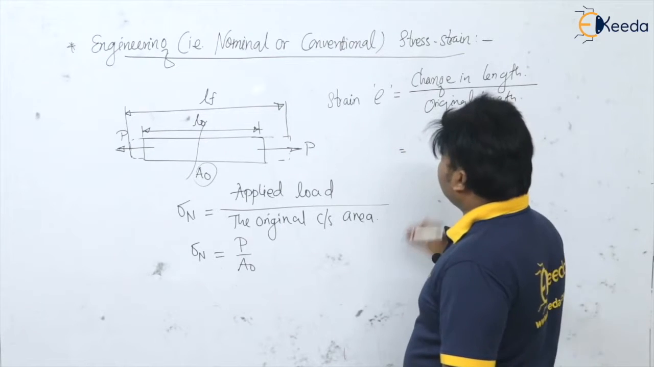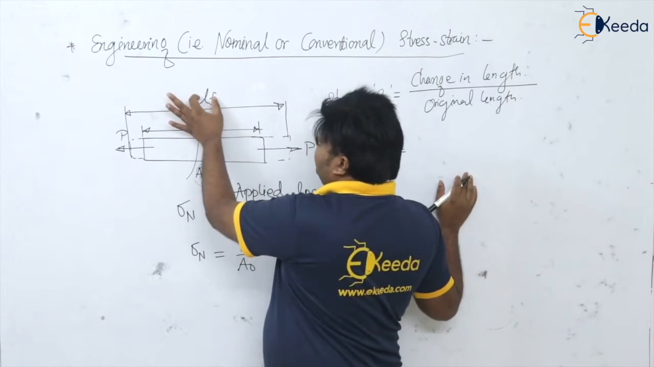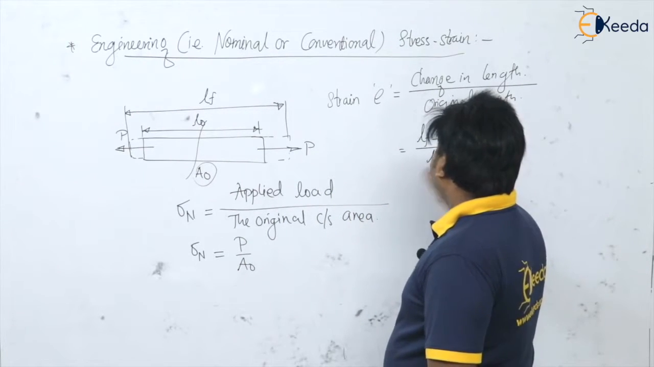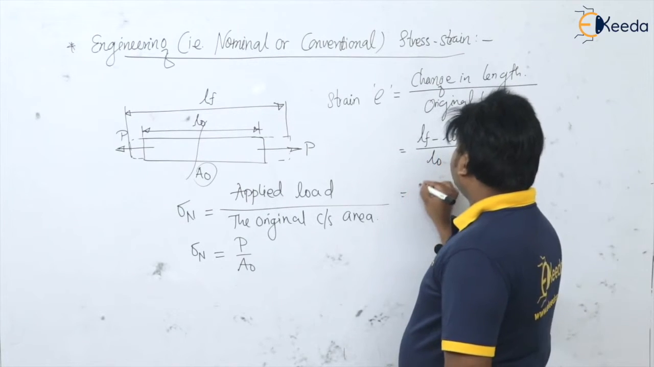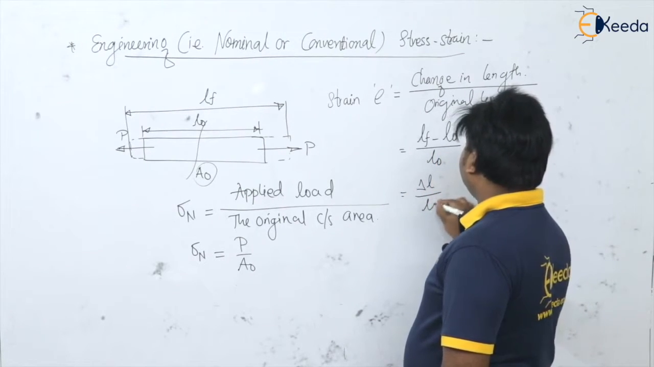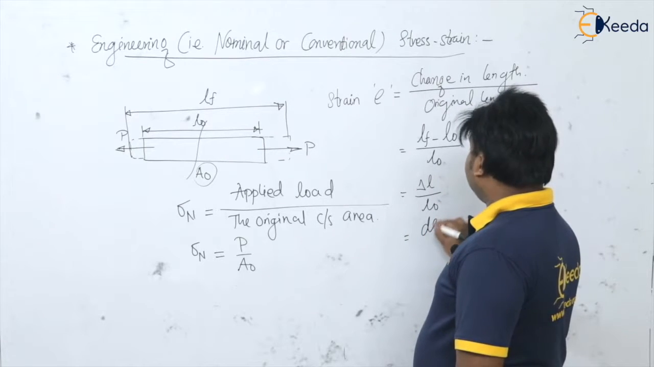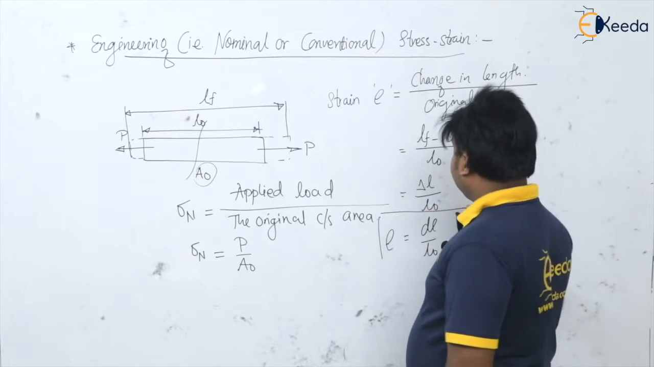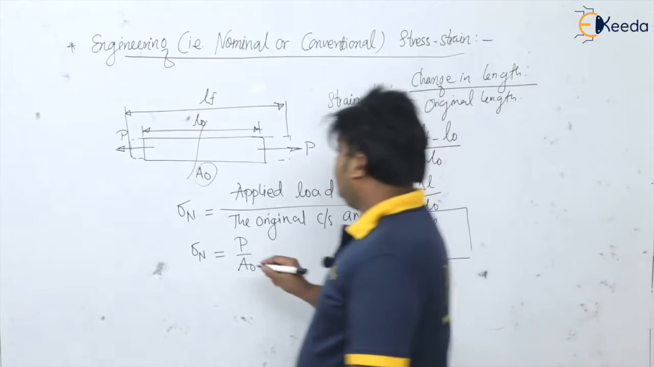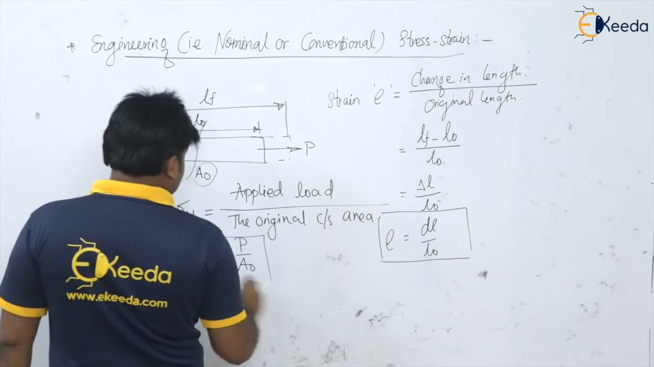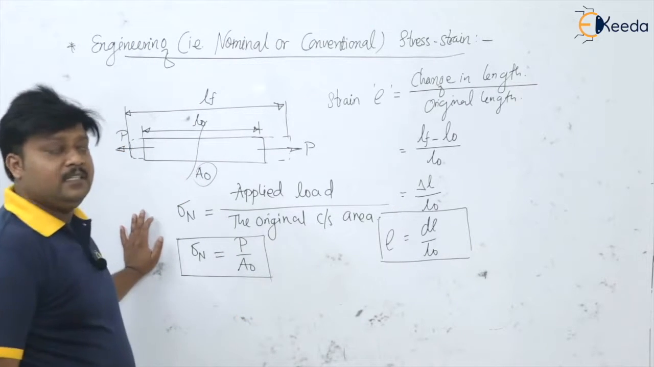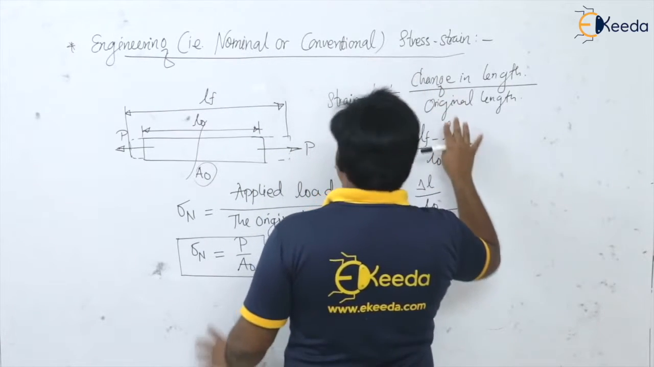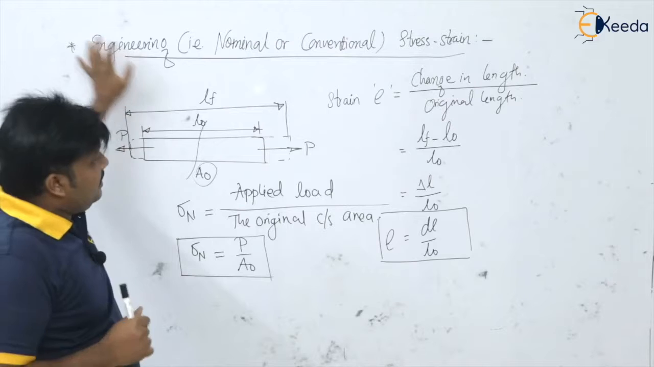What is the change in length? The final length minus original length, LF minus LO, divided by LO, the original length. I can write it as delta L divided by LO, or dL upon LO, which is my engineering strain or nominal strain, where sigma n is my nominal stress. So this is our engineering stress and strain.